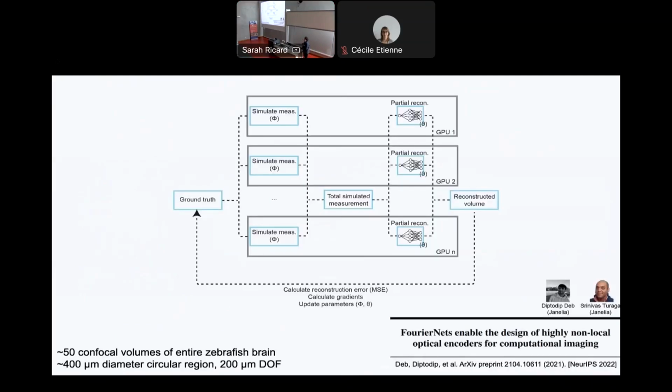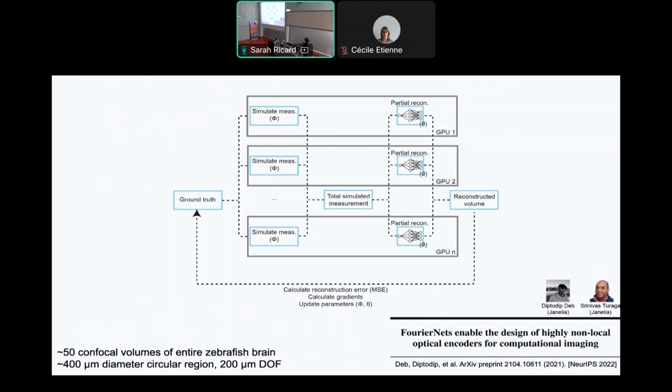Now, the problem that I worked on was at a place called Janelia, which is a research campus in America. It's kind of the holy grail of light microscopy because they have a huge amount of money and a huge amount of resources. And so what they wanted to do was work out the best way to image an entire zebrafish brain. And that is incredibly memory intensive to do this optimization process.